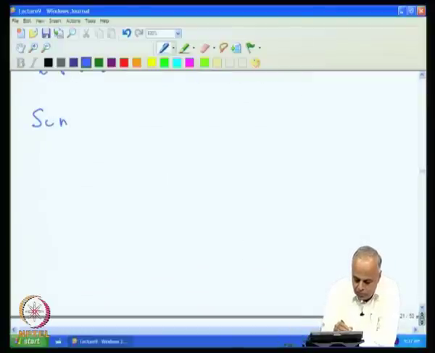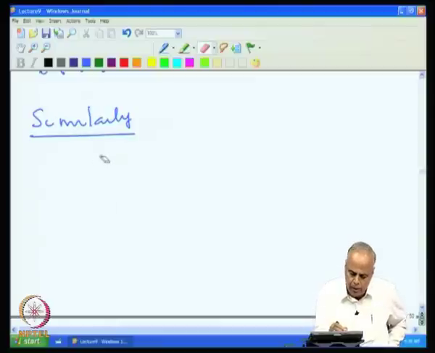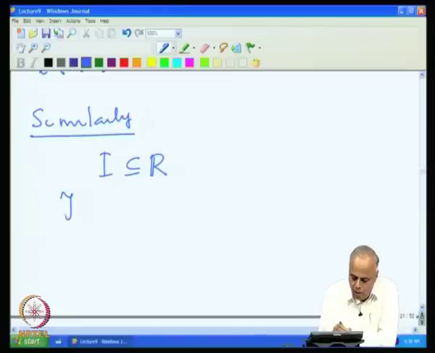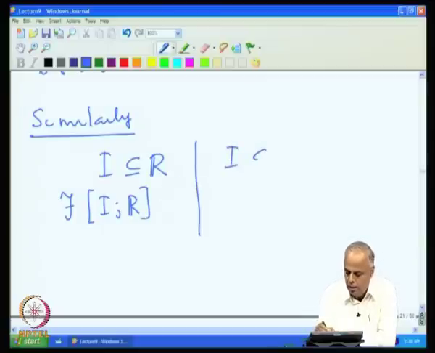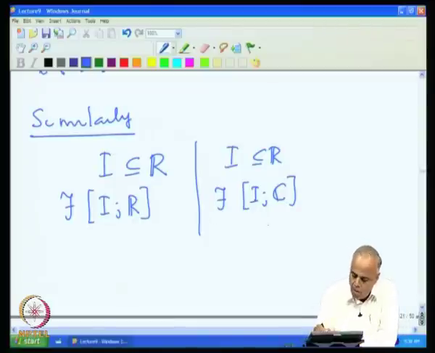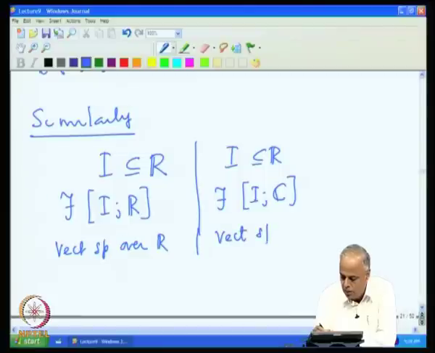Similarly, let us look at L1. First thing is look at any interval I in R, and then look at all functions from I to R, or all functions from I to C. So, either real valued functions on the interval I or the complex valued functions on the interval I. Then this is a vector space over R, this is a vector space over C.